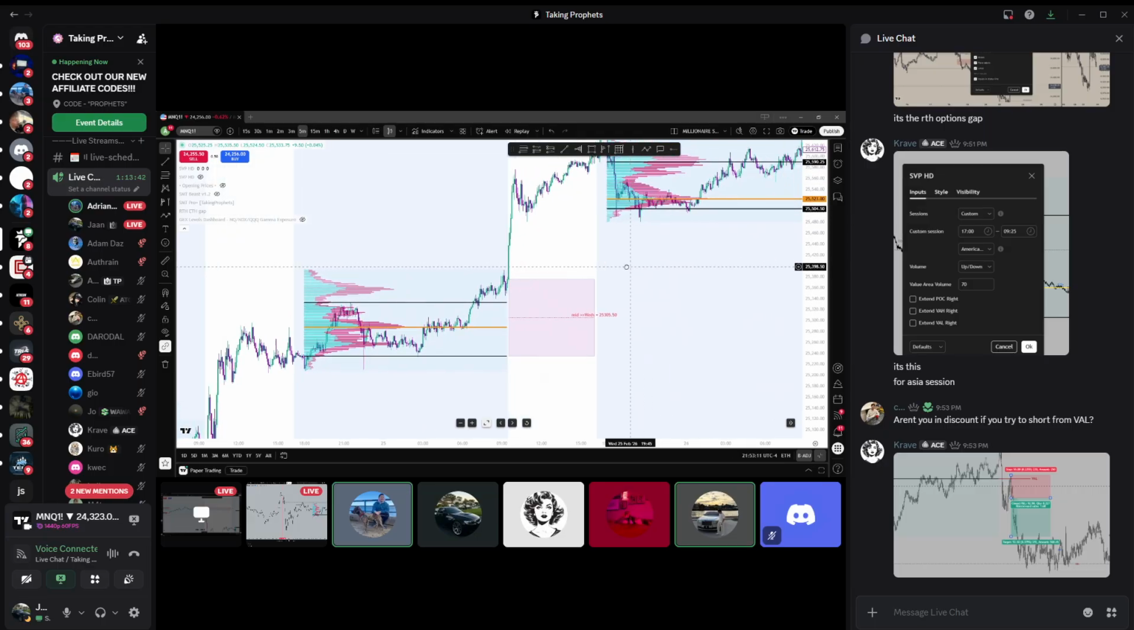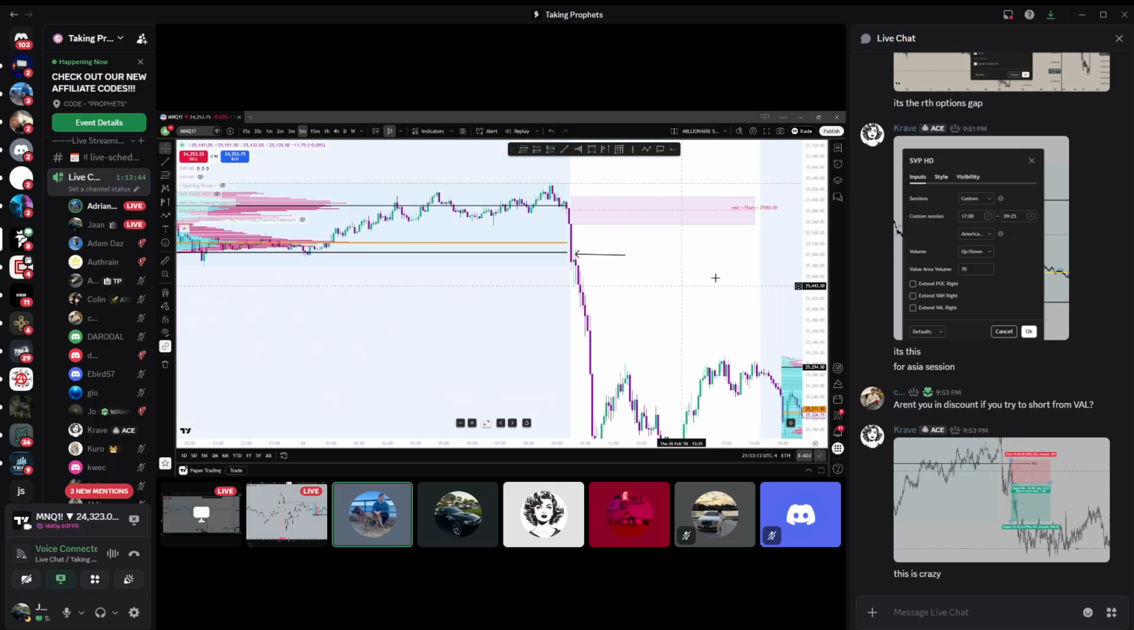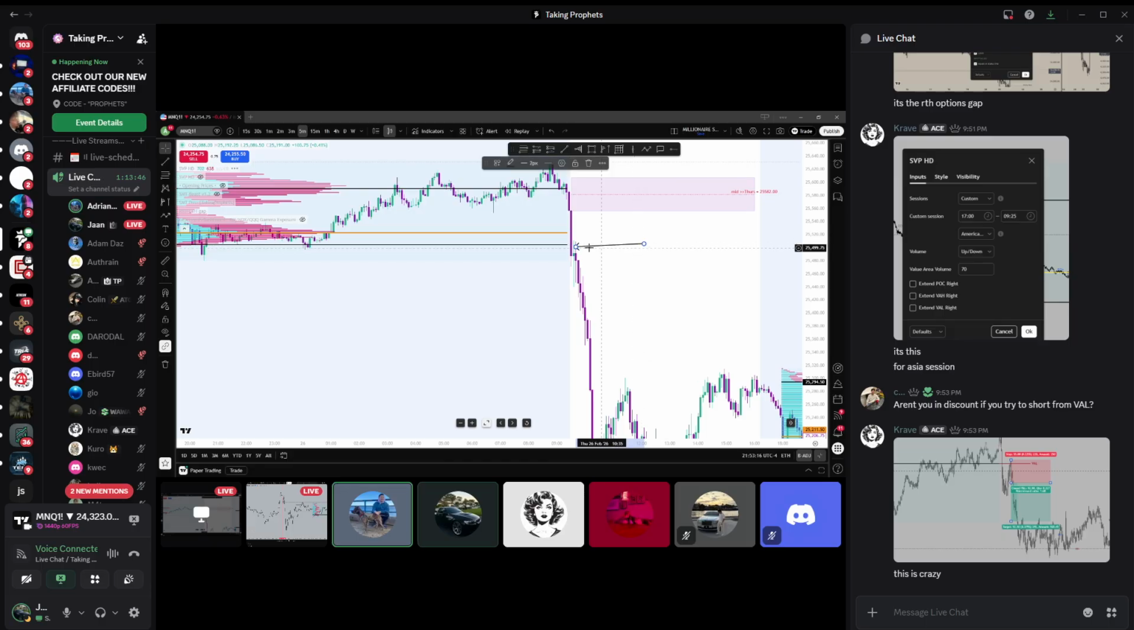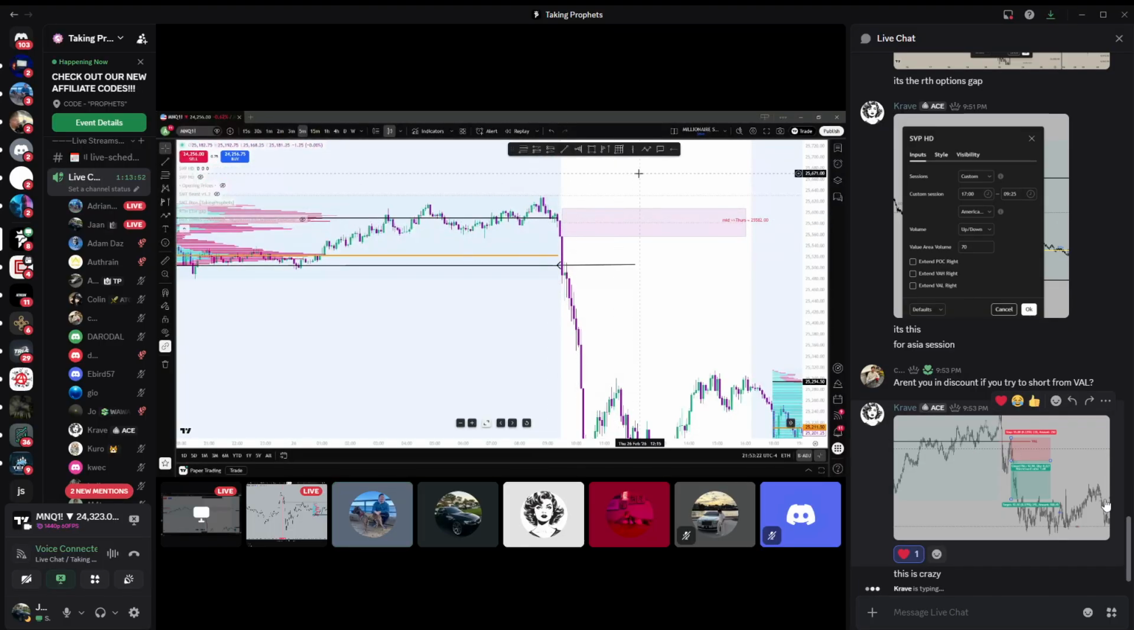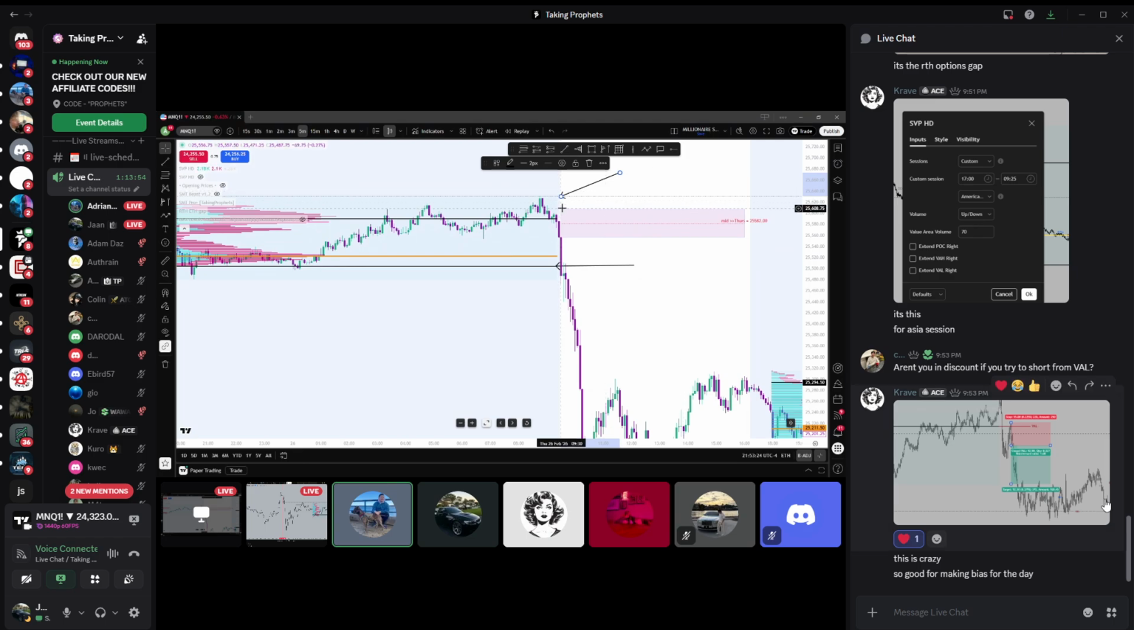Let me try it. You're in discount when you try to short, but the only thing that changes the bias is that we bounced off one of the key levels, right? So we're coming from the top, so I'm already short biased, right? We're coming from the top. Since we're shorting, I'm like, okay, this follows the trend.